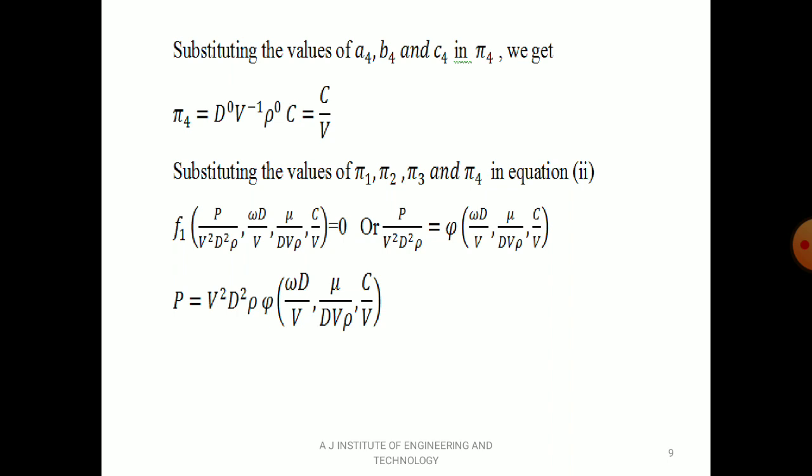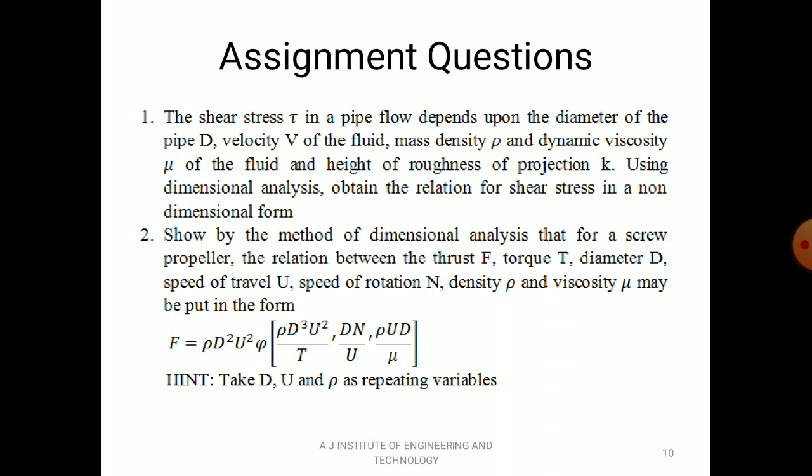So let's go for assignment questions. I have given here two assignment problems. The first problem is: the shear stress tau in a pipe flow depends upon the diameter of the pipe d, velocity v of the fluid, mass density rho, dynamic viscosity mu of the fluid, and height of roughness of projection k. Using dimensional analysis, obtain the relation for shear stress in a non-dimensional form. So this is a problem.